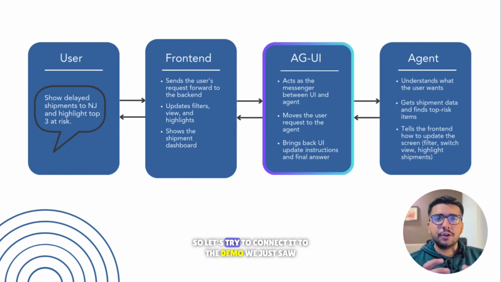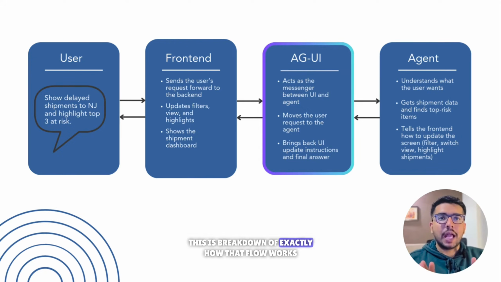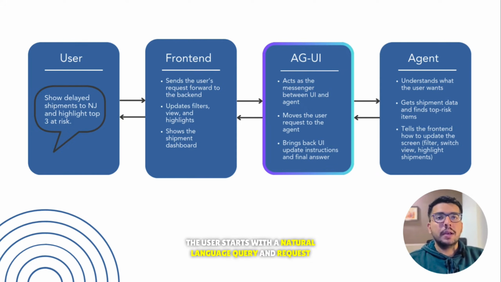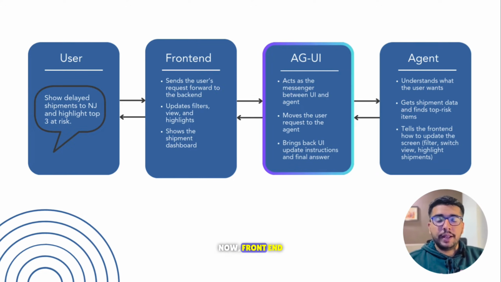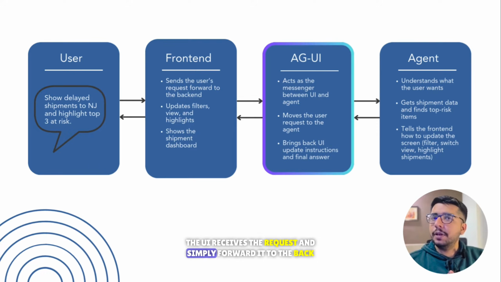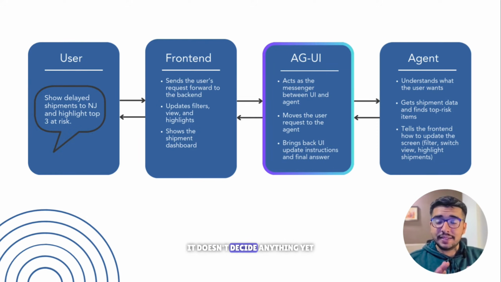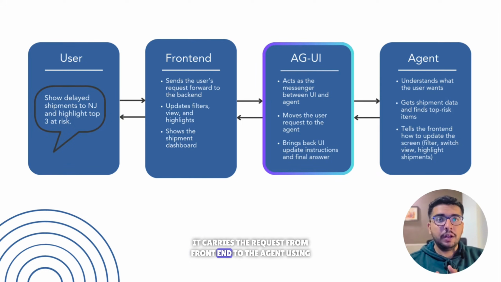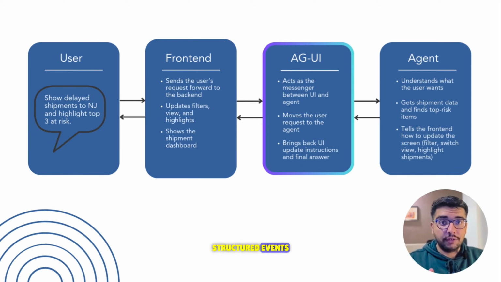So let's try to connect it to the demo we just saw. In the demo, the query that we asked, that simple sentence, had to travel through multiple layers before the chart got updated. This is a breakdown of exactly how that flow works. The user starts with a natural language query and request. Now the front end, the UI, receives the request and simply forwards it to the backend. It doesn't decide anything yet. Now AGUI steps in as the messenger. It carries the request from the front end to the agent using structured events.